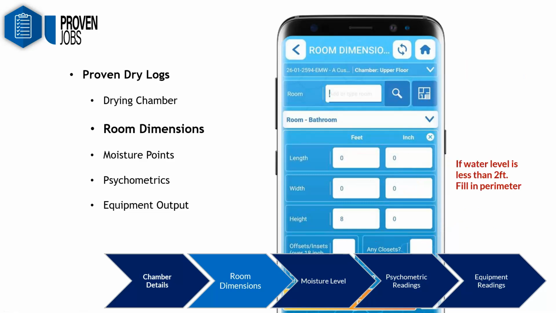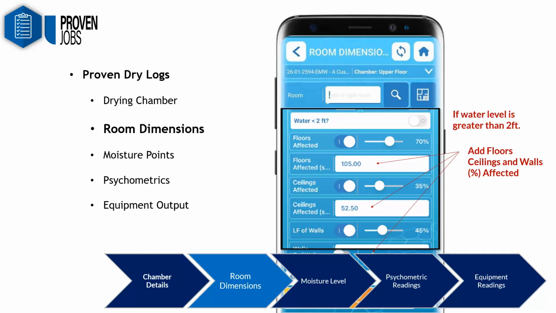When the water level is less than 2 feet, enter in the affected perimeter. When the water level is greater than 2 feet, document the affected floors, ceilings, and walls, including the percentage affected. These details help record and reflect the true extent of the loss and help gauge the S500 needed equipment. When adding the information for floors and ceilings affected, our system gives you two ways of entering that information. You can use a toggle slider to slide to a percentage affected, or enter in the actual square footage on the mobile application.